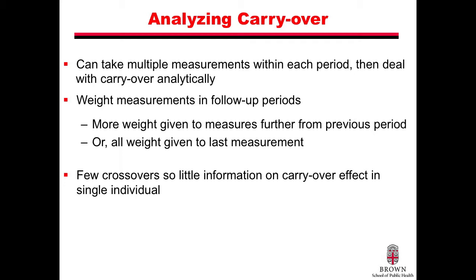Another way you can do this, of course, is to do weighting. So that's a very strong weighting scheme where you give a 0 weight to the early measurements and a 1 weight to the later measurements. You could also do other kinds of weighting schemes. The problem, of course, is you usually have few crossovers, so you have to be very careful about doing this, that you're not throwing away too much information.